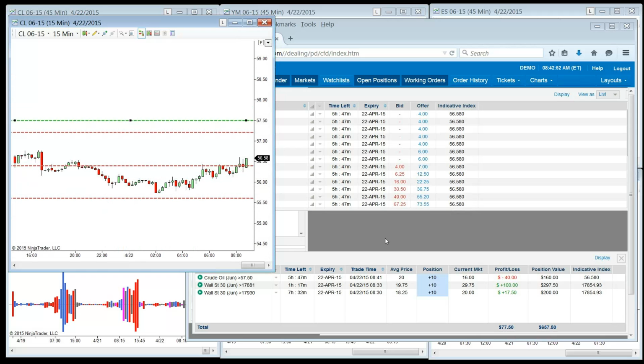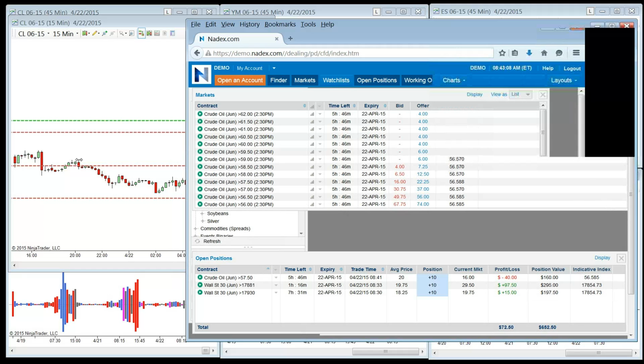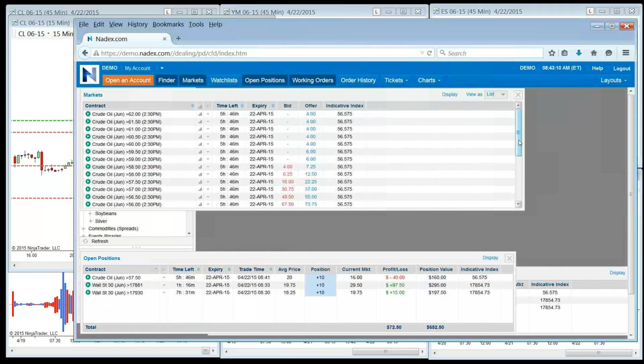All right. Now, on the downside, we have 5560. Let's look and see what we have on 5560.